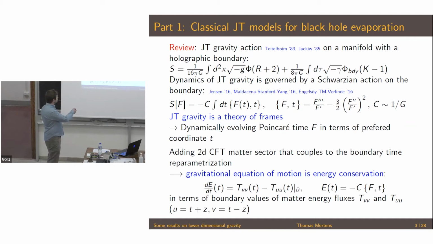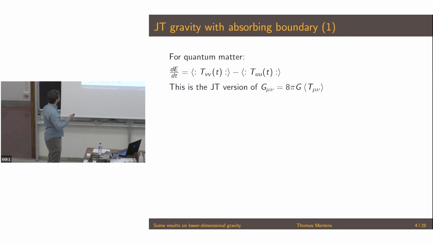It's dE/dt, where E as a function of t is the total energy of the system at some time t, which is given by also just a Schwarzian derivative. And this change in total energy in our system is equal to the net influx of matter coming in through the holographic boundary. So T_VV minus T_UU, where I've introduced light cone coordinates U and V, such that this difference, T_VV minus T_UU, evaluated at the holographic boundary, is the net matter influx coming into our system. So this is just energy conservation.